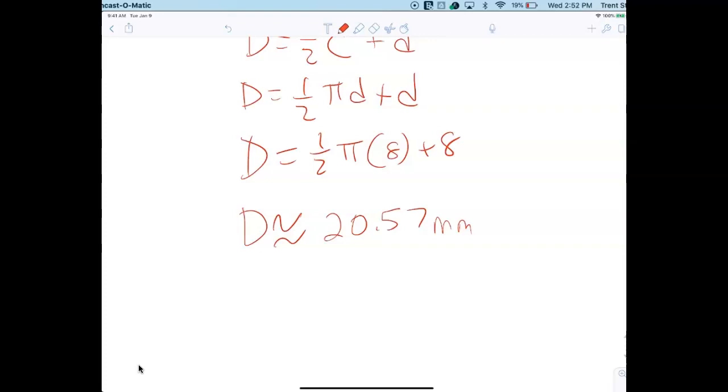I got 20.67. Okay, so remember, I'm not worried about the last little bit. I got 7. Okay, so then you're wrong. So type it again. I know it's hard. 1/2 times pi times 8 plus 8. All right, double check that.